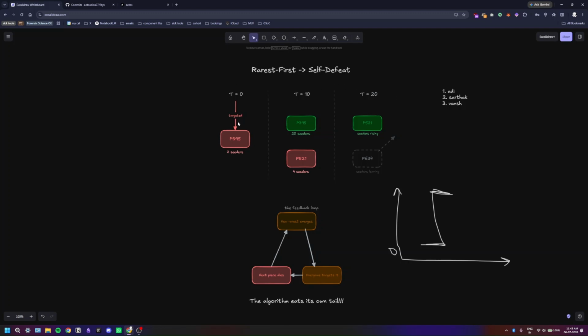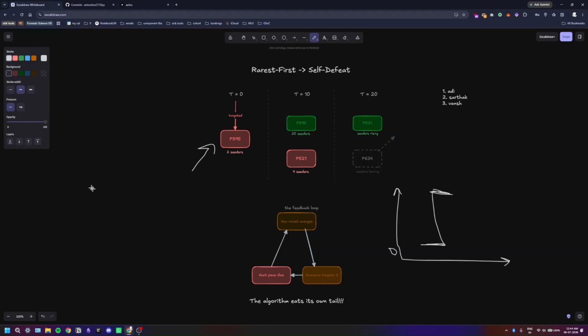Let's say that at t equal to 0, piece 395 is the rarest piece in the swarm, to be correlated with the neediest kid in the classroom. By t equal to 10, everyone in the swarm has rushed in to download piece 395. Now piece 395 is healthy. It has 20 seeders. It has helpers, like Adi did. But now piece 521 has taken the place of Sarthak, so to speak. Piece 521 is the rarest now. Now everyone rushes to help piece 521. Now piece 521 is healthy, but now piece 634 is left behind.